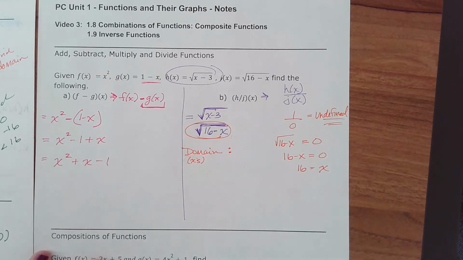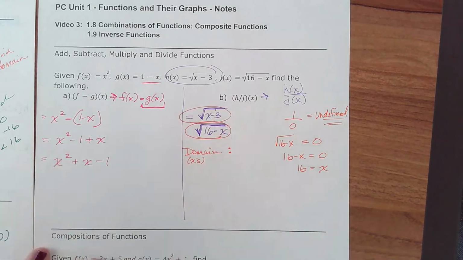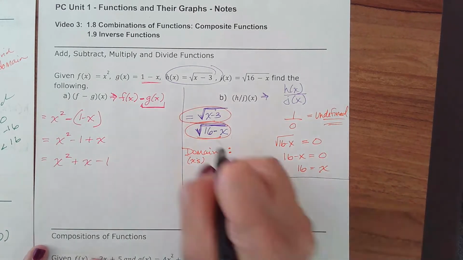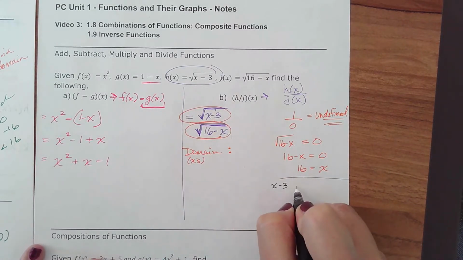Here's another aspect. It's a square root function. Actually, the numerator and denominator are square root functions, correct? With a square root function, there's something else you have to take into consideration. You can take the square root of 0, you just can't take the square root of a negative number. So I have to look at this and say, whenever x minus 3 is less than 0, it doesn't exist.